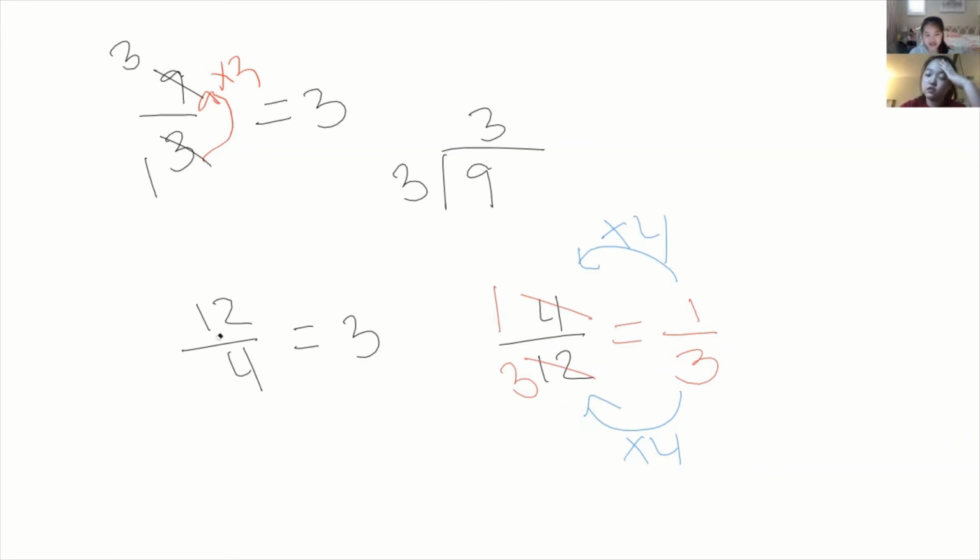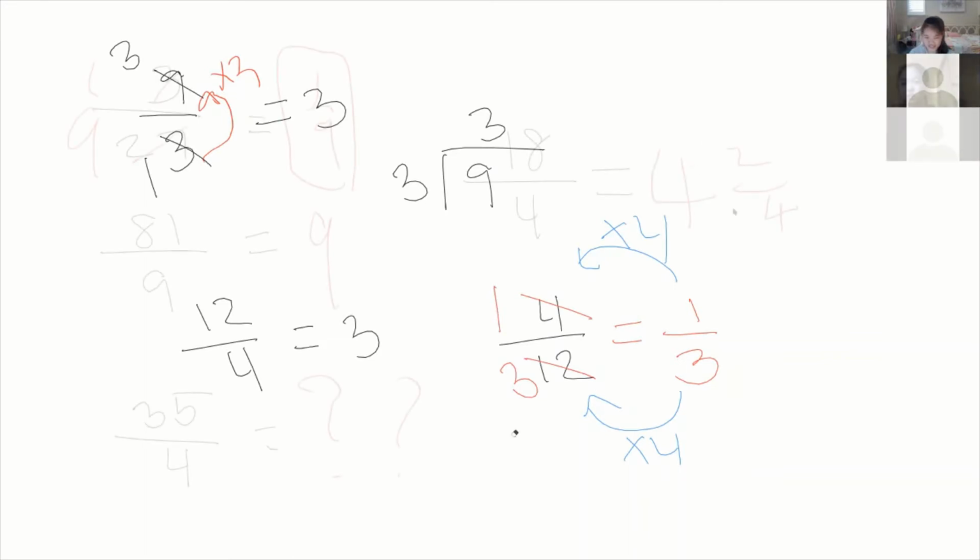4 is a factor of 12, right? So 4 is a smaller number than 12. So you check if 4 is a factor of 12. But on this side, 4 over 12, the numerator is a smaller number, right? Because 4 is the smaller number. So you check if 4 is a factor of 12, which it is.